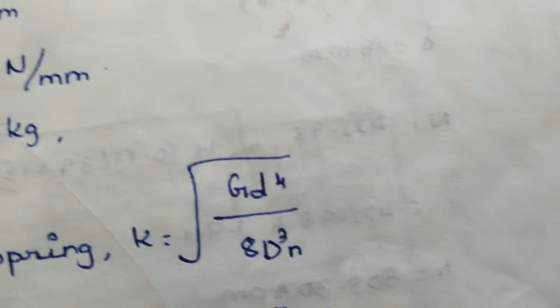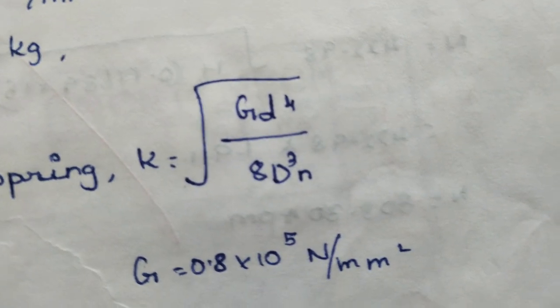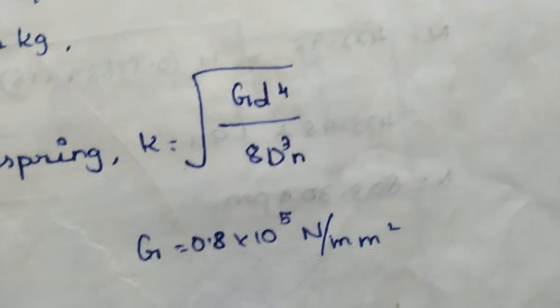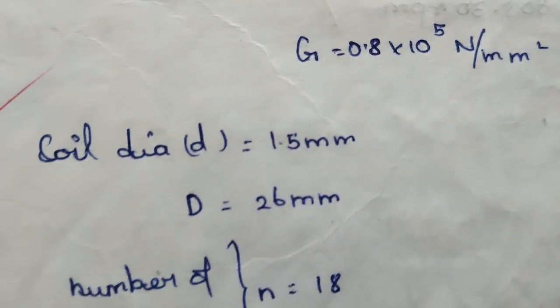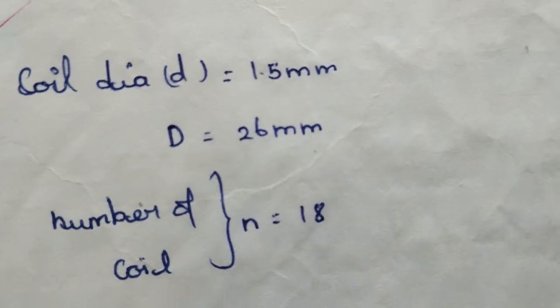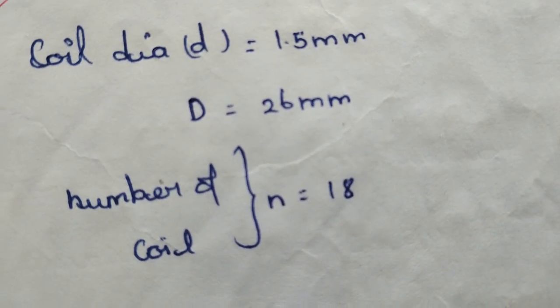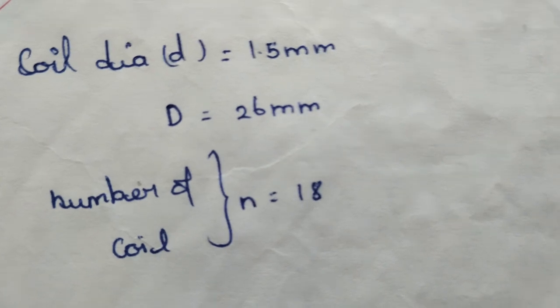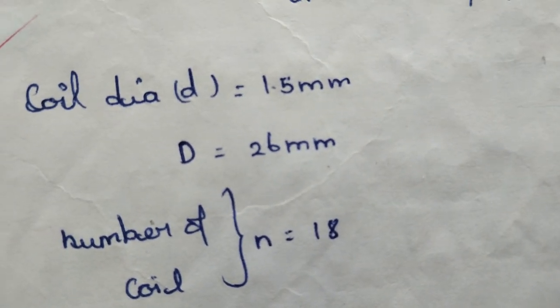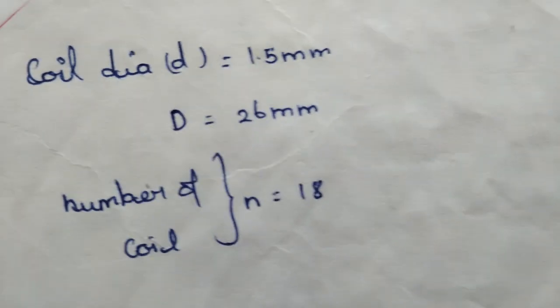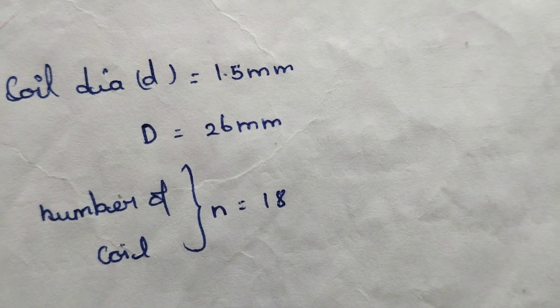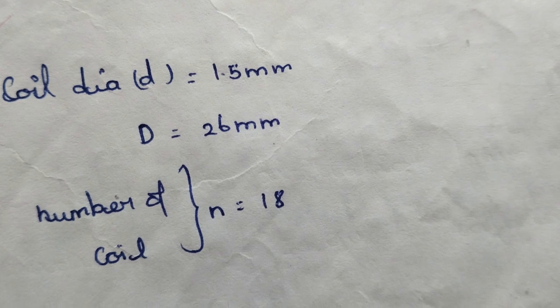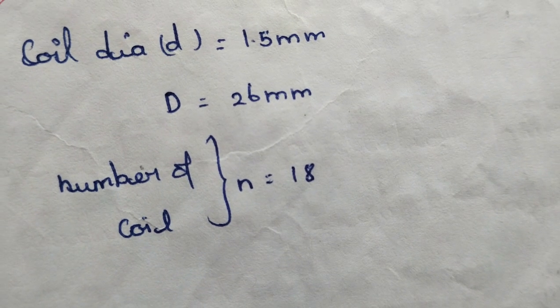And then the stiffness of the spring, K is equal to G d power 4 divided by 8 D cube N. So with this formula we are going to find the spring stiffness, and then coil diameter d is equal to 1.5 mm, and capital D is equal to 26 mm. Number of coils is equal to 18. So this spring is used to determine the cam jump phenomena.